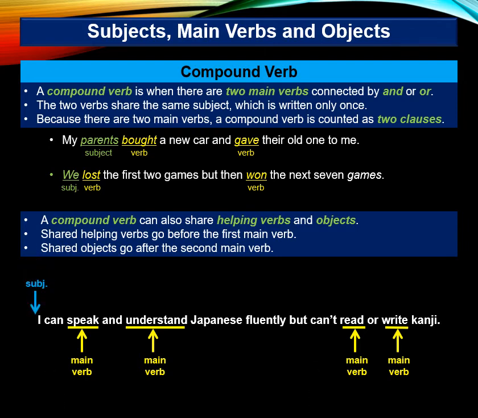Now, even though this sentence has 4 main verbs, there is only one subject, which is shared by all 4 verbs. And each pair of verbs, speak and understand, read or write, shares an object. Speak and understand Japanese, read or write kanji. So it's kind of a wild sentence with 4 verbs sharing a bunch of stuff. So let's take a closer look at it.